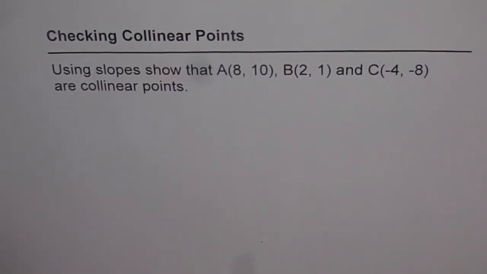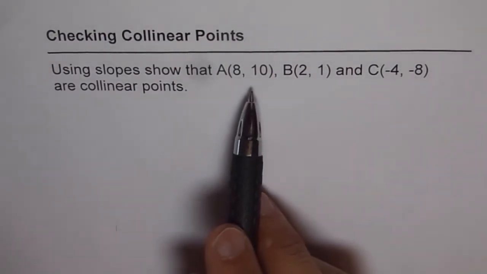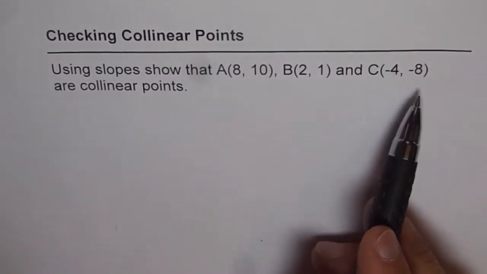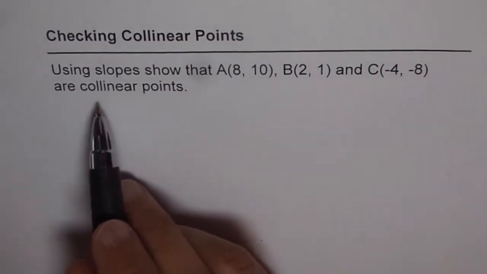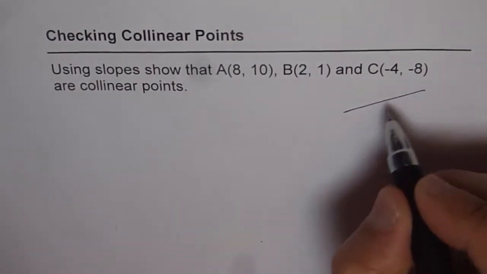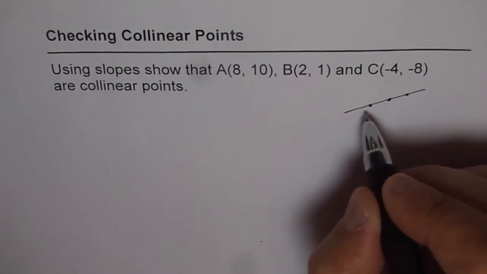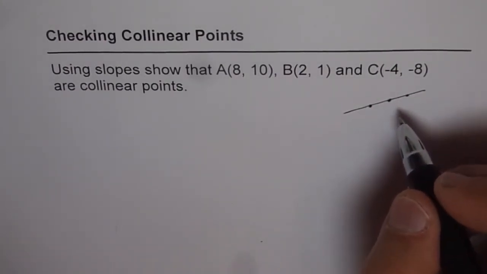Checking collinear points. Using slopes, show that A(8, 10), B(2, 1) and C(-4, -8) are collinear points. So let's first understand what collinear points are. Collinear points are points which lie on the same line. If we have 3 points on the same line, we say they are collinear, correct? That is the definition of collinear points.